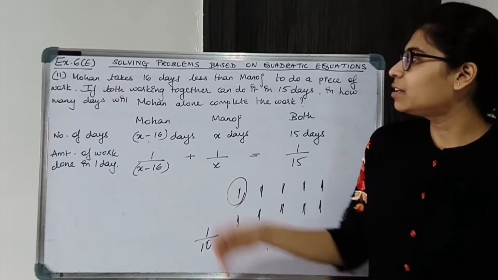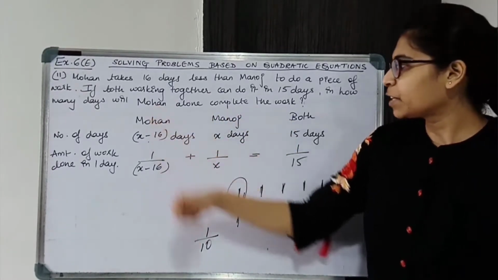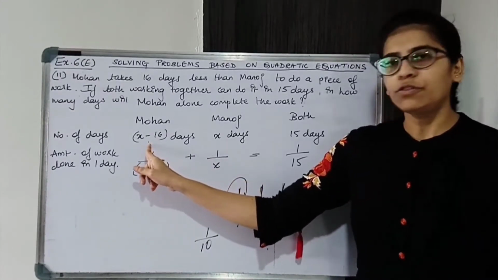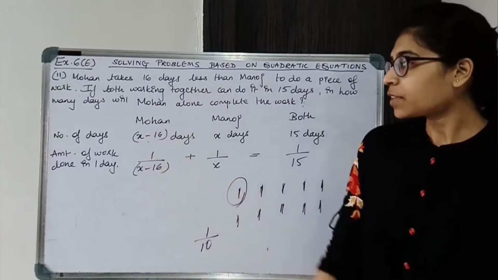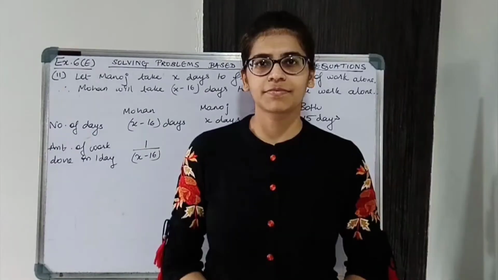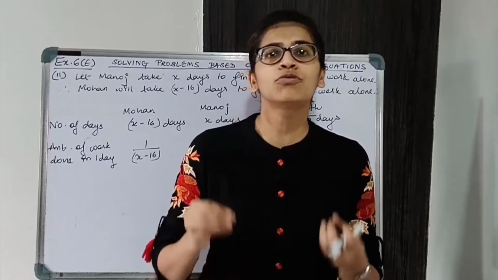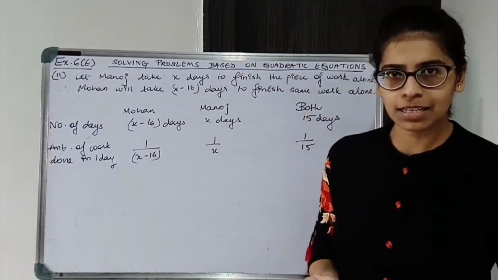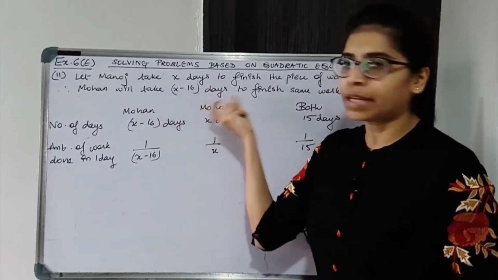We need to find the days taken by Mohan alone to finish the work. So Mohan alone will take x minus 16 days. If you have taken x, you will get the correct answer directly according to that. So let us now write down the given in proper manner and start solving. We have to assume the number of days taken by Mohan and Manoj to finish a piece of work. So let Manoj take x days, Mohan takes 16 days less, so it will be x minus 16 days.